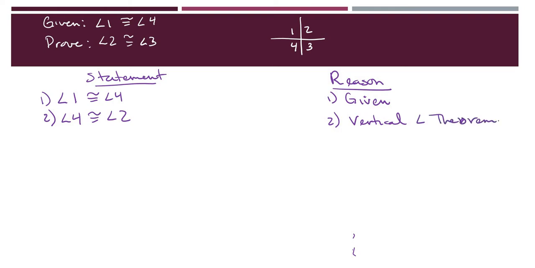I don't have to do all of the other stuff because I've already proven this. Or I could say vertical angles are congruent. I could put either one down for my reason. Statement 3: if 1 is congruent to 4 and 4 is congruent to 2, can I say that angle 1 is congruent to angle 2? Sure, that's the transitive property.